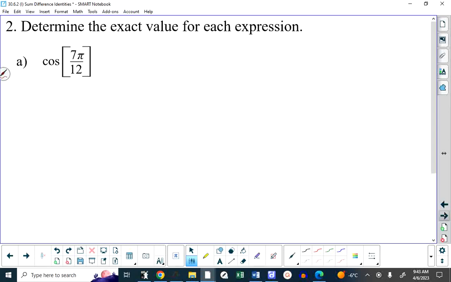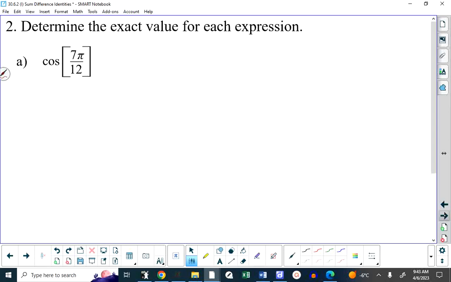7 pi over 12 is not one of those angles that we have intimate knowledge of the coordinates on the unit circle. If it was pi over 3, I know the coordinates at pi over 3 are 1/2 comma root 3 over 2. If it was 3 pi over 4, and if you're watching this on video, you can't see my arm, but if this was 3 pi over 4, I know the coordinates are negative root 2 over 2, comma, positive root 2 over 2. I have knowledge of those specific numbers. 7 pi over 12 is not an angle that we're familiar with the coordinates of.